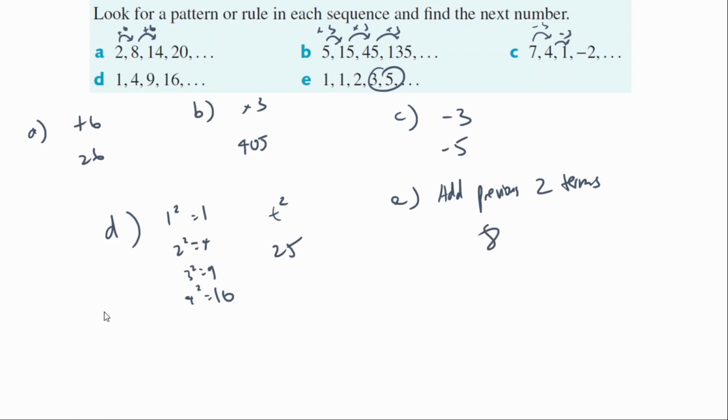So some of these patterns can be a little bit difficult to find, especially like question D and E. So just make sure you're trying to think outside the box for the more difficult ones.